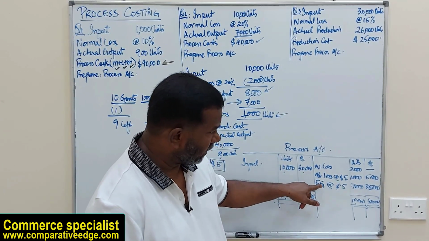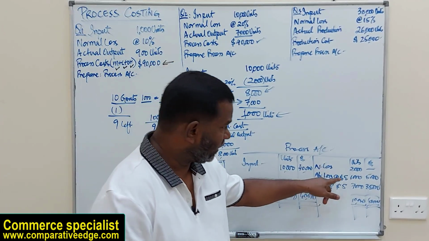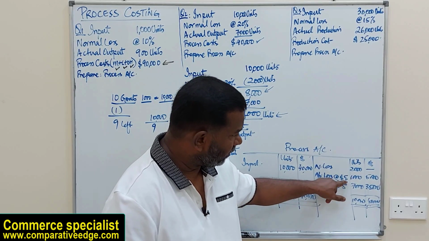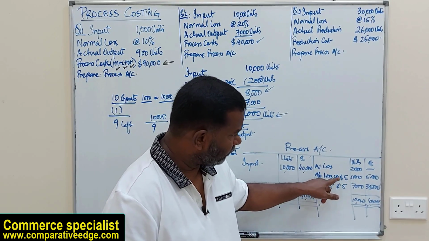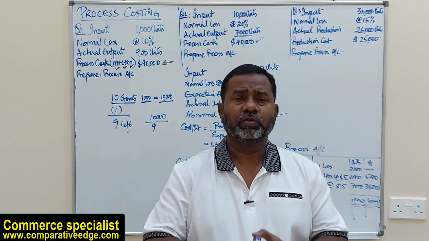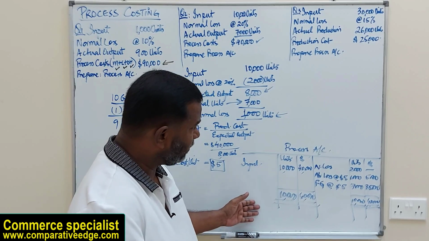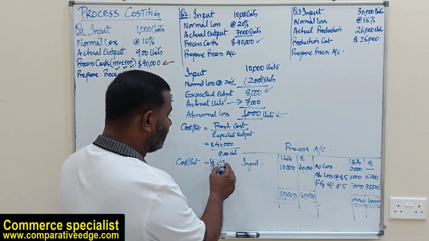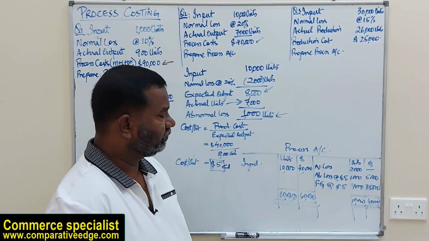Finished goods which we are actually selling, this $5 covers the normal loss. This 1,000 also covers the normal loss units. So this $5 covers normal loss, whether it is calculated for abnormal loss or finished goods. So this is how abnormal loss is recorded. Process account is made. Normal loss will not be given any value. Abnormal loss will have the same value as cost per unit, and finished goods will also have the same value.